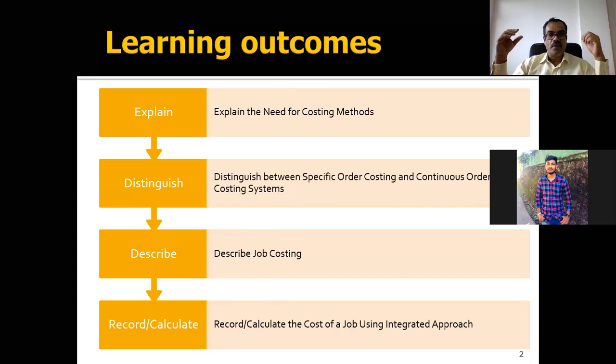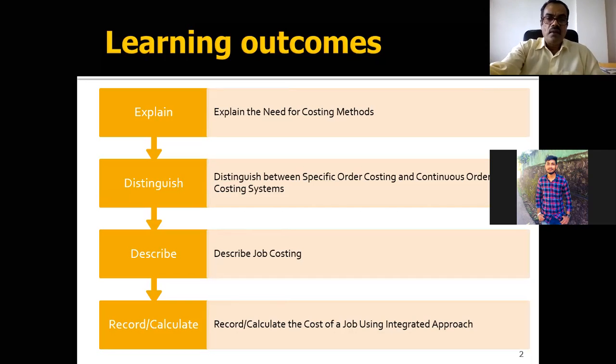So we'll discuss it. But in a nutshell, is that clear? One learning outcome is to explain why we need costing methods. Costing methods are needed because there are different ways of producing products. Production modes differ, so the need differs. So very simple. The second objective is to distinguish between specific order costing and continuous order costing systems.